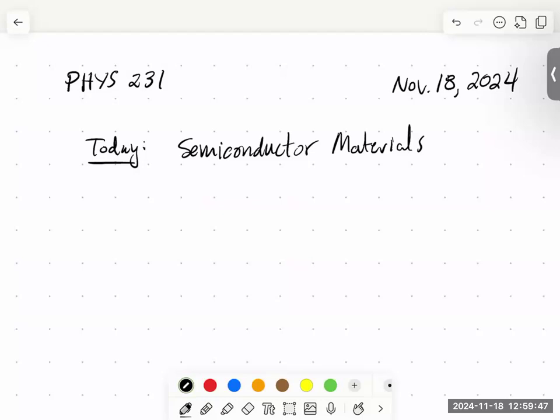Yeah, today we'll talk about just the semiconducting materials, but then we'll start building devices out of them, and one of them will be the diode. The other one will be the transistor.